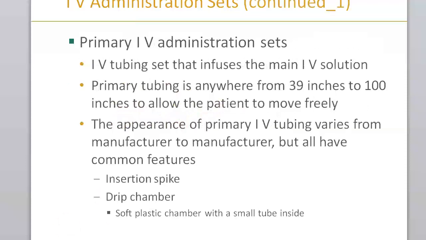So what we mean by a primary IV administration set is that it infuses the main IV solution, and primary tubing is anywhere from 39 inches to 100 inches to allow your patient to move around more freely. And the appearance of a primary IV tubing varies from manufacturer to manufacturer, but all have the common features of an insertion spike, a drip chamber. That's that plastic tube that you see the drip coming down.